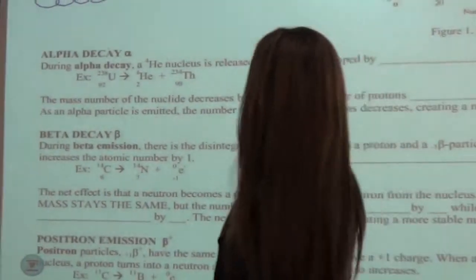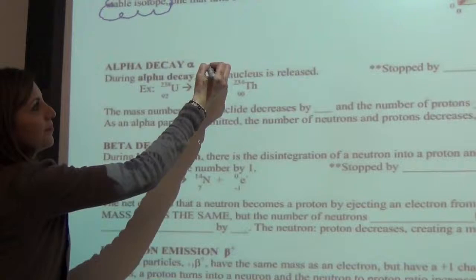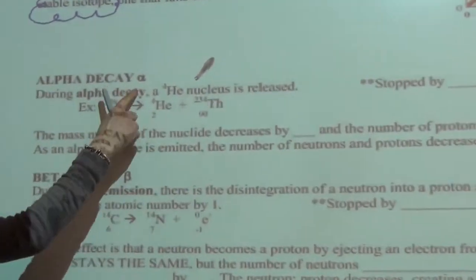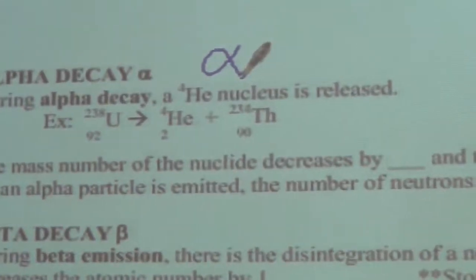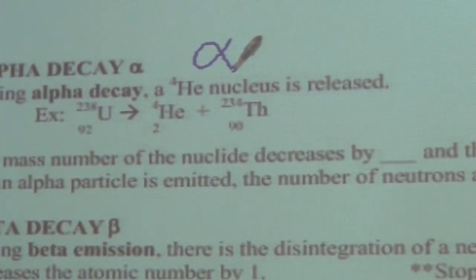What alpha looks like is, we're going to draw it again. I know it's drawn right there for you, but just so that you get used to it. It looks kind of like a fish symbol. So everybody draw this fish symbol. And when it comes off, it looks like a helium nucleus coming off.